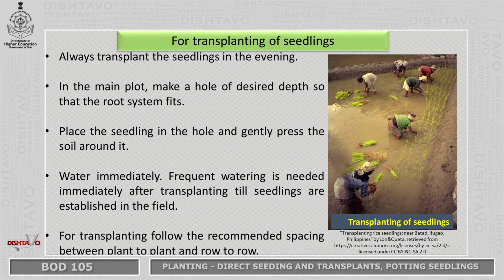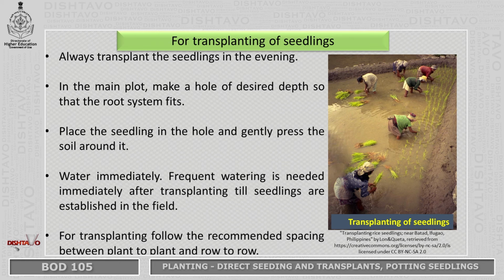For transplanting of seedlings, always transplant the seedlings in the evening. In the main plot, make a hole of desired depth so that the root system fits into the hole. Place the seedling in the hole and gently press the soil around it. Water it immediately. Frequent watering is needed immediately after transplanting till seedlings are established in the field.